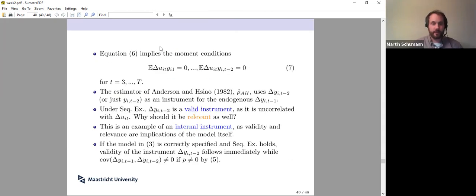So that's exactly what I just said. We have a couple of moment conditions because the Δu_it is uncorrelated with lags of y that are sufficiently far away from the period t.